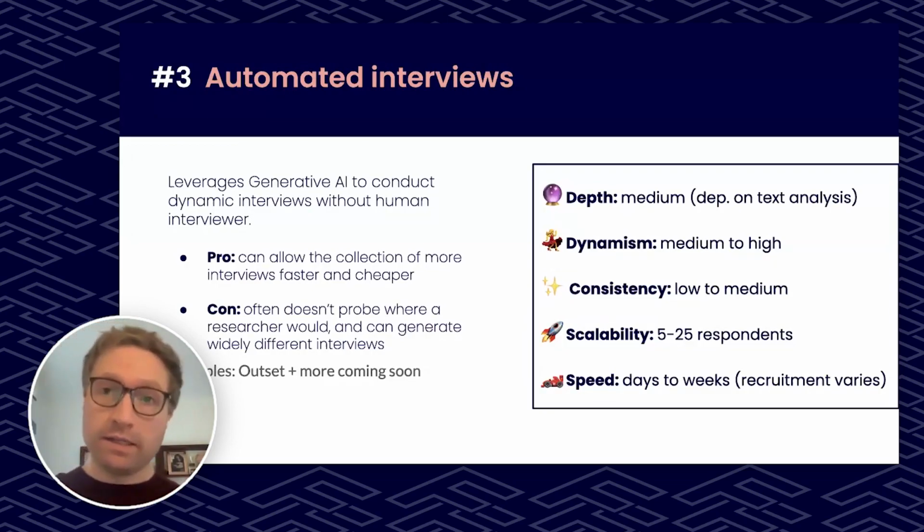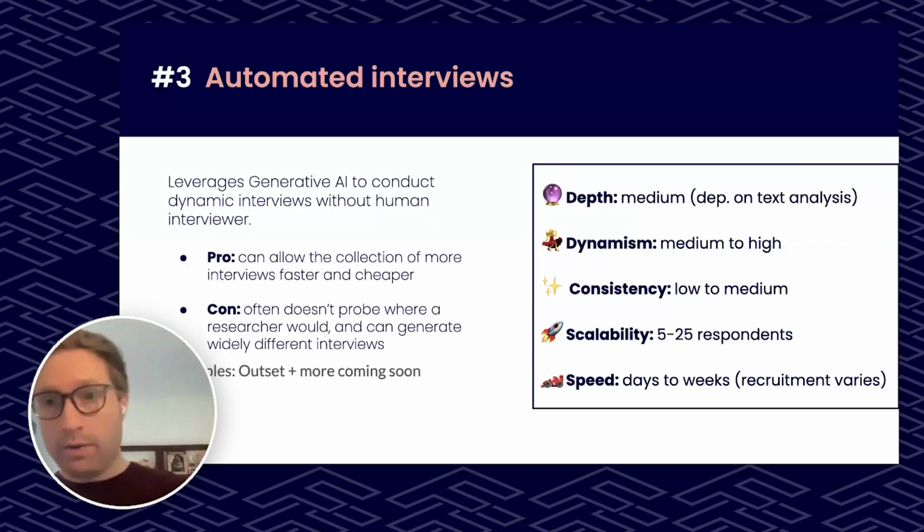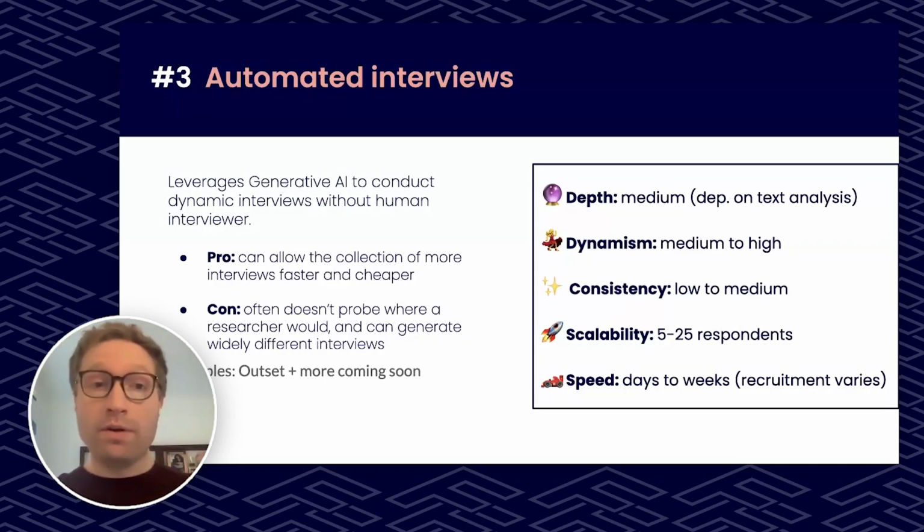So respondent says, I didn't like pricing and I had a really bad experience with your product. And in an ideal scenario, the AI interview follows up and says, hey, could you tell me more about the bad experience you had with the product? And so the ideal scenario here is that you could scale interviews faster and cheaper than doing it with humans, for sure. The cons, I think, are really twofold.